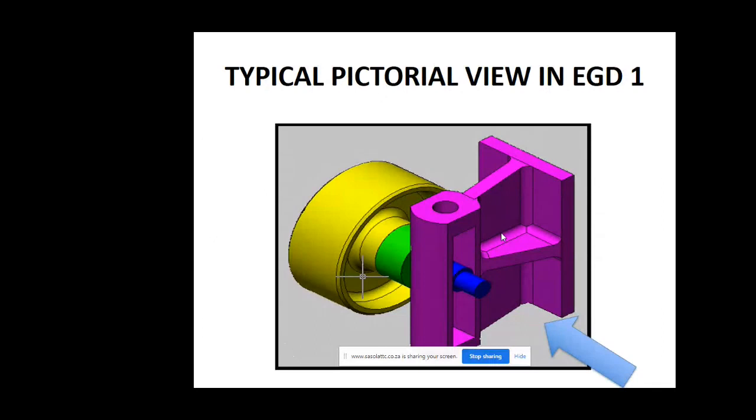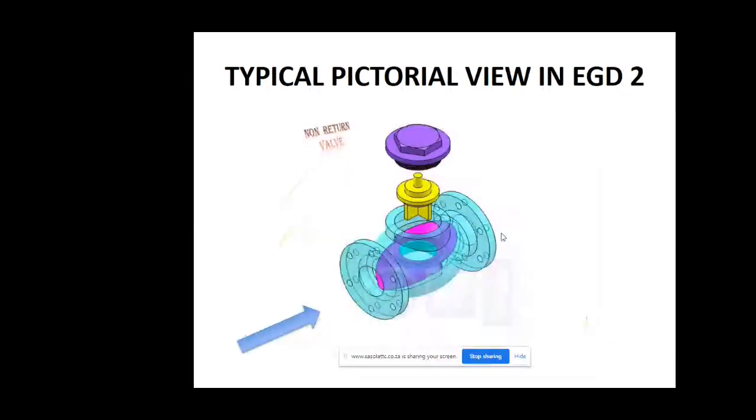Then I have the second one, that is a non-written valve, which is also a typical pictorial view, where a learner is supposed to be looking at this non-written valve from their left-hand side, and they've never seen it before in their entire life, and will be able to interpret and understand what this is.